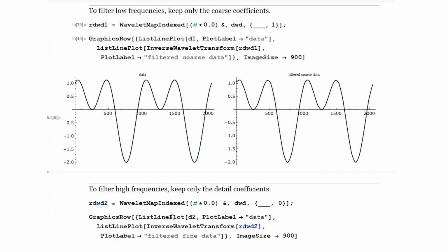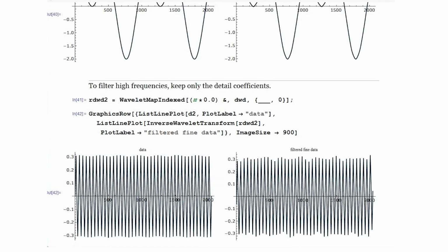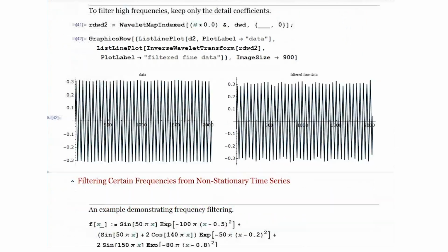If you want to extract out the high frequency component, then all you need to do is ensure that all the coarse coefficients are set to 0, and that can be done using wavelet map indexed. But now we apply a pattern saying that anything that ends with a 0, multiply that with 0. And when you take an inverse wavelet transform of this modified transform, you see that you are now able to extract out the high frequency component in the time series.